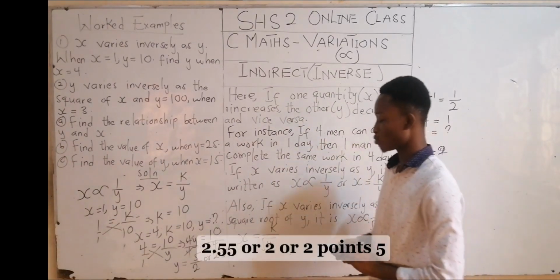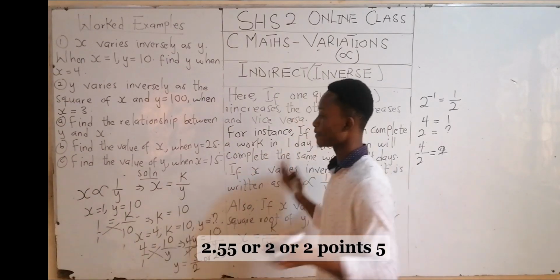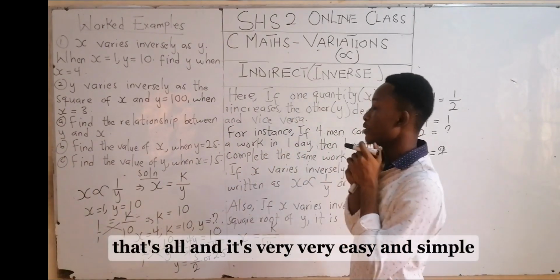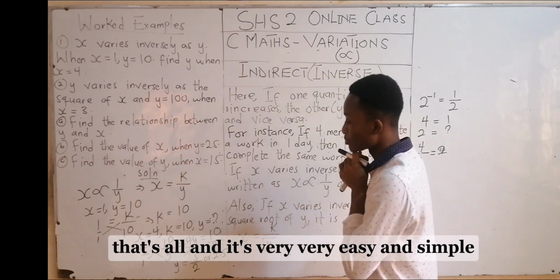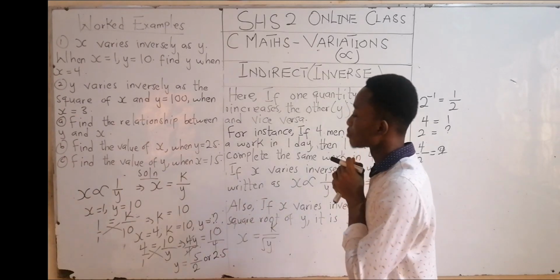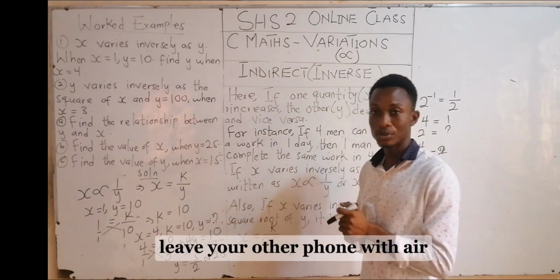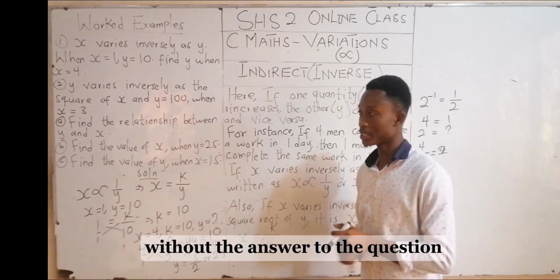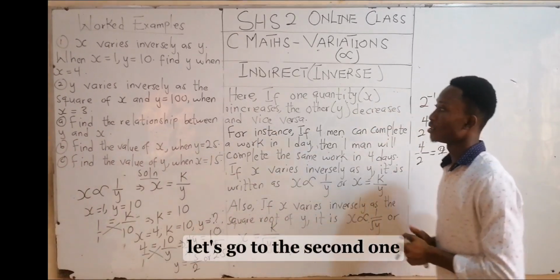2.5. 5 over 2 or 2.5. That is all. I'm going to go very, very easy and simple. Believe you are following. So that's the answer to the question. Let's go to the second one.